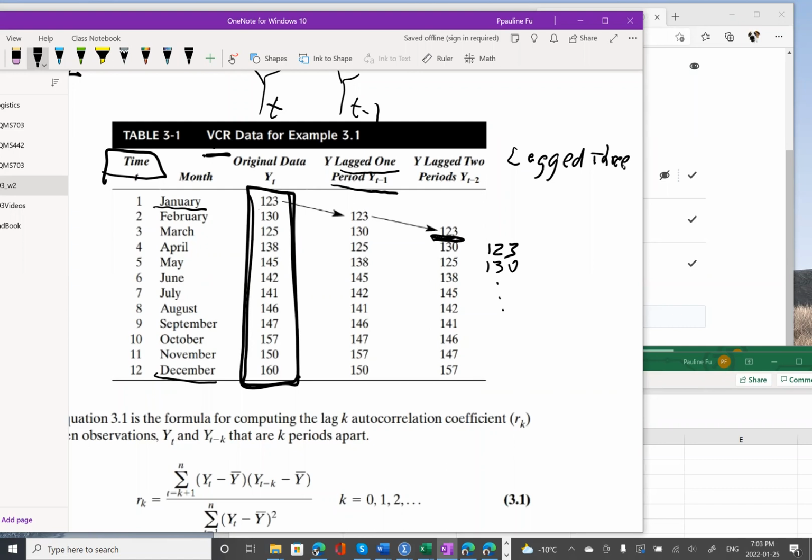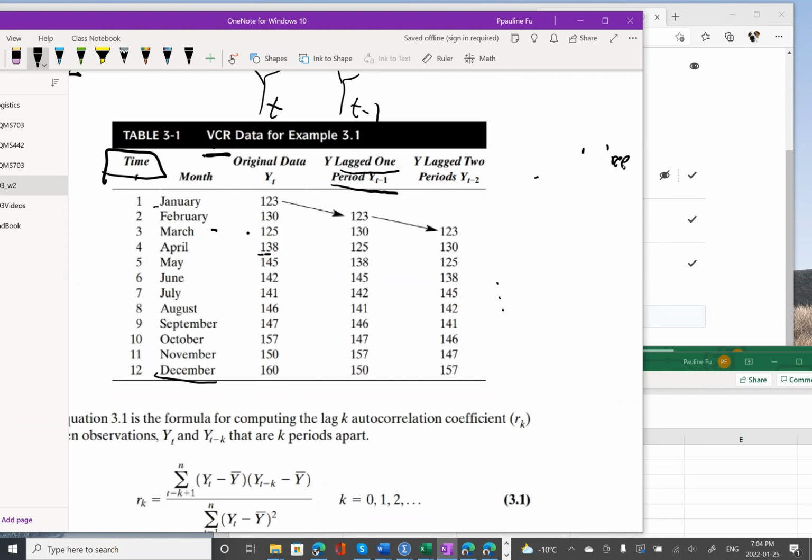Actually, another reason why we need to use lagged one is that we want to use a naive model to predict. If you want to predict the sales for February, how do you predict February data? There are many methods. One method is called naive. You use last month's data to produce February's data. So you use January to forecast February. Then you use February 130 to forecast March. You use March 125 to forecast April data. So we want to make forecasts. This is another reason why we need to use the lagged one period.